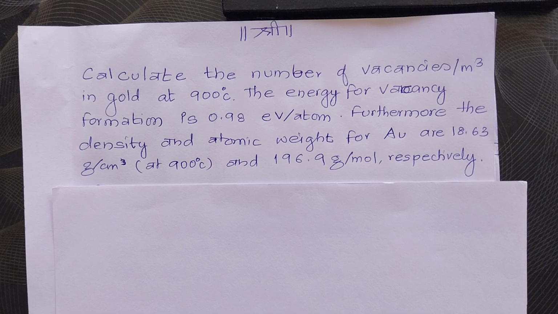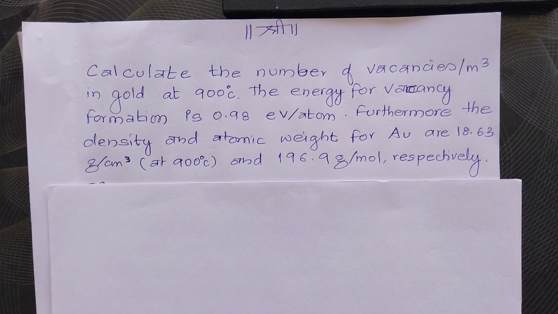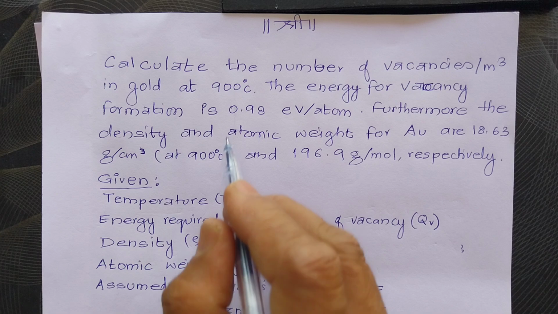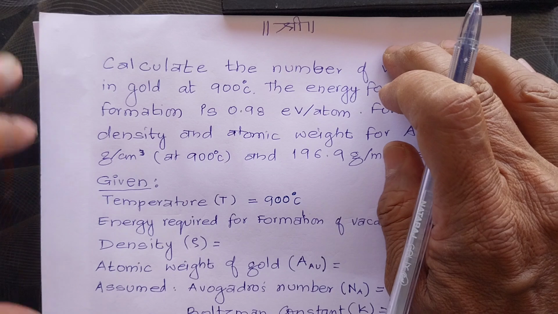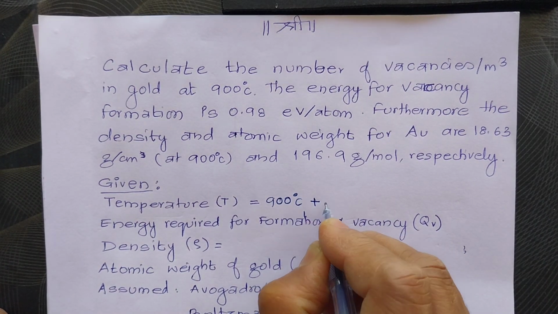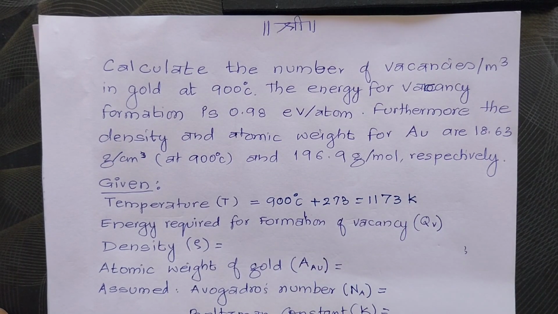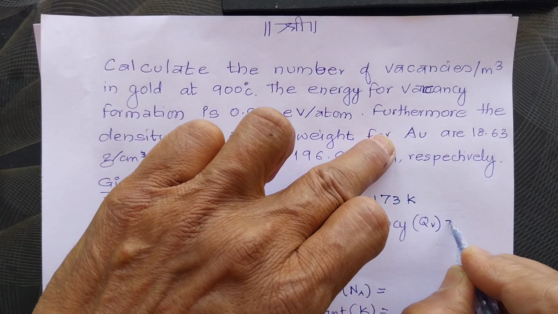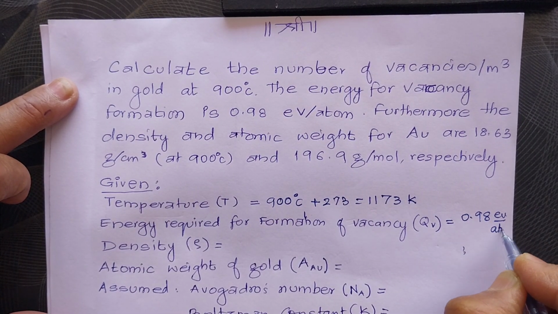As mentioned in the question, we have certain data. The temperature here is 900 degrees Celsius, but this numerical requires temperature in Kelvin, which means we have to add 273 to obtain 1173 Kelvin. The energy required for the formation of vacancy, QV, is given to be 0.98 electron volt per atom.